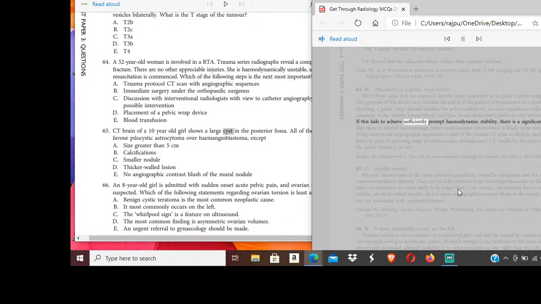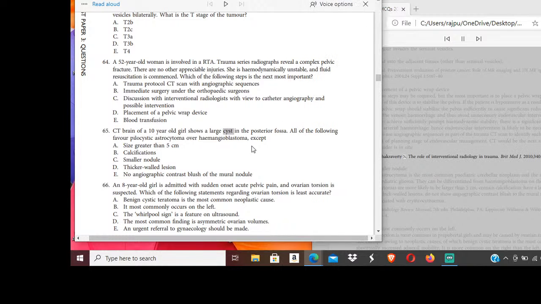If this fails to achieve sufficiently prompt hemodynamic stability, there is a significant chance that there is arterial hemorrhage, hence endovascular intervention is likely to be necessary. Many centers use angiographic sequences as part of the trauma CT scan to identify such a bleeding point as part of the planning stage of endovascular management. CT would be the next step once the pelvic binder is in situ.